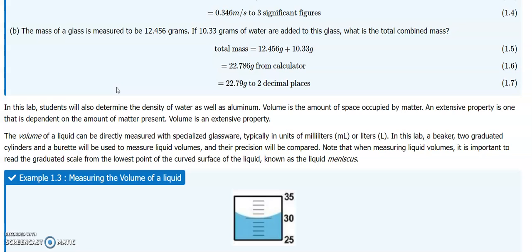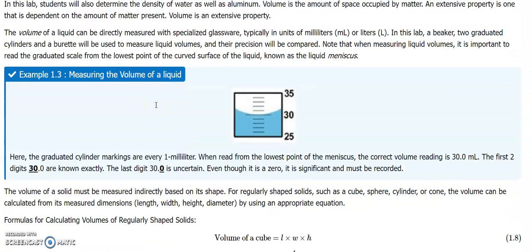The volume of a liquid can be directly measured with specialized glassware, typically in the unit of milliliters or liters. In this lab, a beaker, a graduated cylinder and a burette will be used to measure liquid volume, and their precisions will be compared. When measuring liquid volume, it is important to read the graduated scale from the lowest point of the curved surface of the liquid, known as the liquid meniscus.